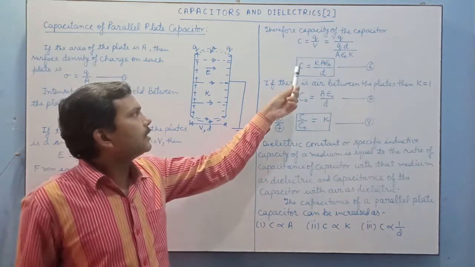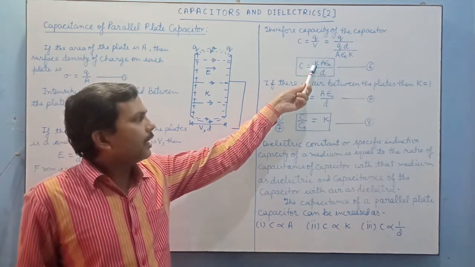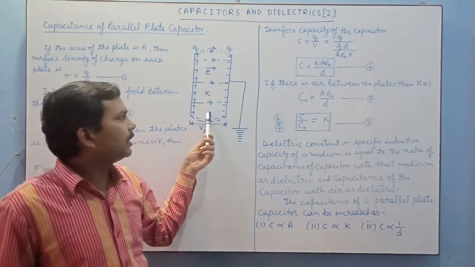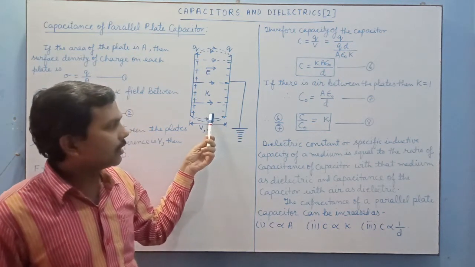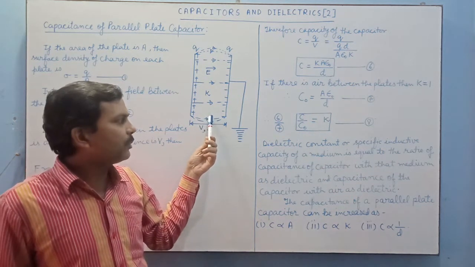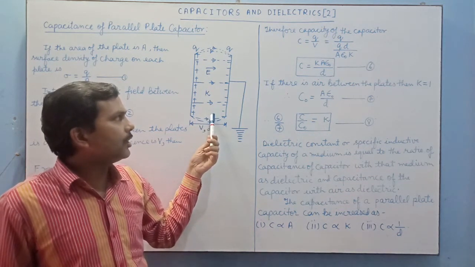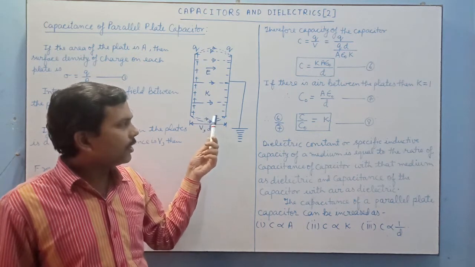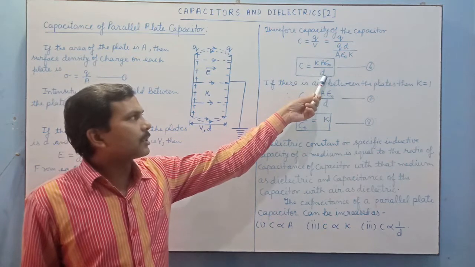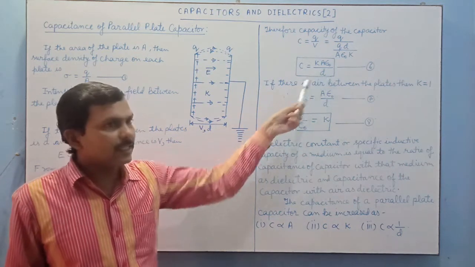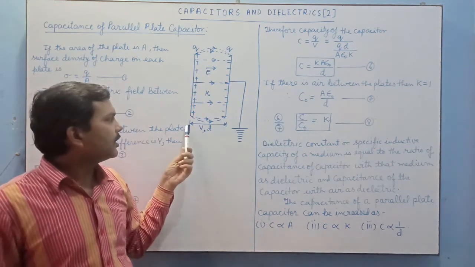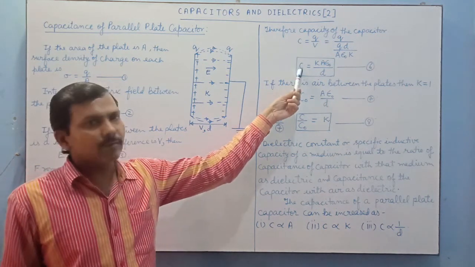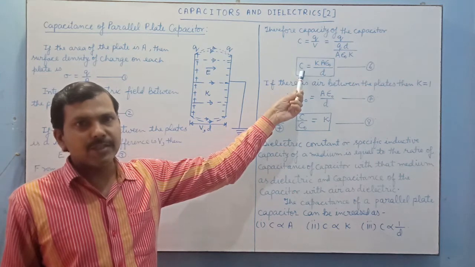Second, C is directly proportional to K, means we can fill this space between the plates by a medium of high specific inductive capacity to increase the capacitance of the capacitor. Also, we can see C is inversely proportional to D, and hence if we decrease the distance between the plates of the capacitor, the capacitance of the capacitor is increased.